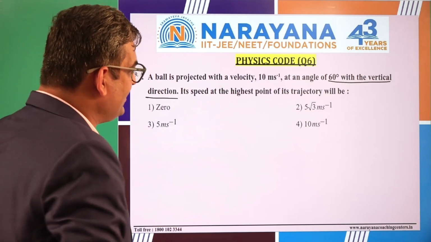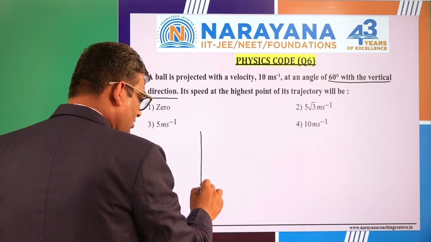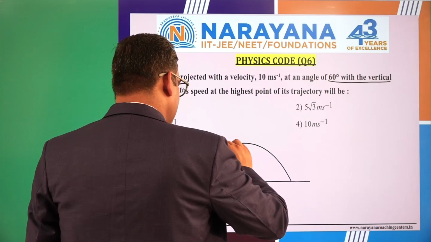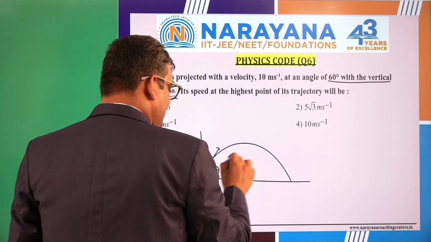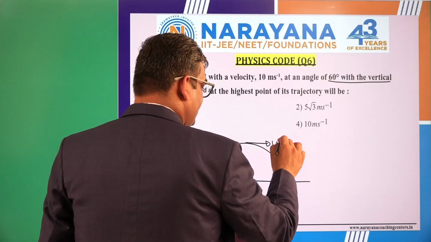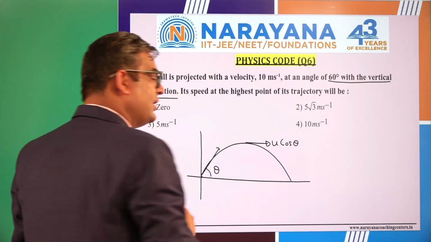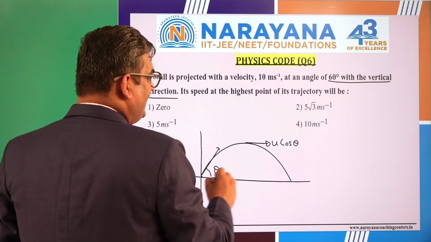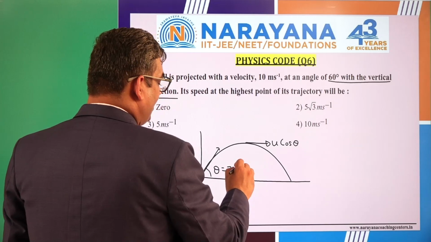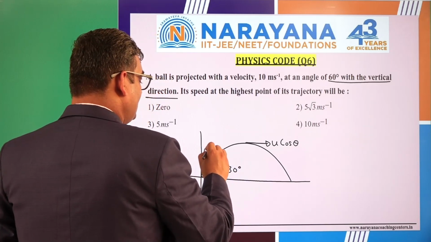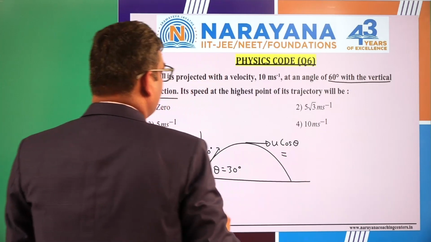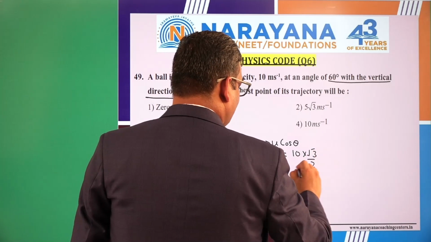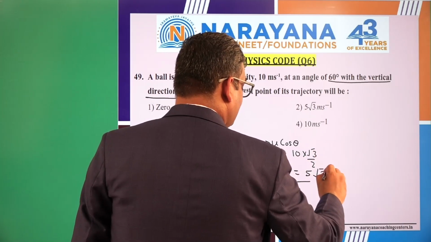So its speed at the highest point of the trajectory is, we all know that for projectile motion, if we calculate speed at the highest point of trajectory, and if the angle of projection was theta, then the speed is going to be u cos theta, because this u cos theta speed along x direction always remains constant. So in this particular case, this theta is 30 degree, because the angle in the question is given with the vertical. So u cos theta is going to be 10 multiplied with cos 30, which is root 3 by 2. So the answer should be 5 root 3 meters per second.